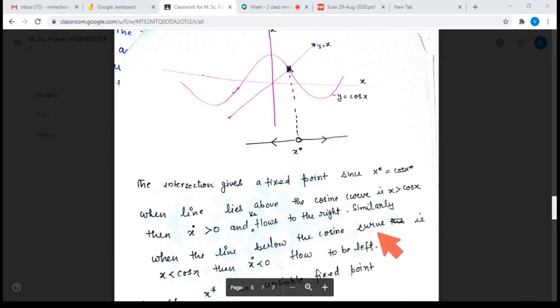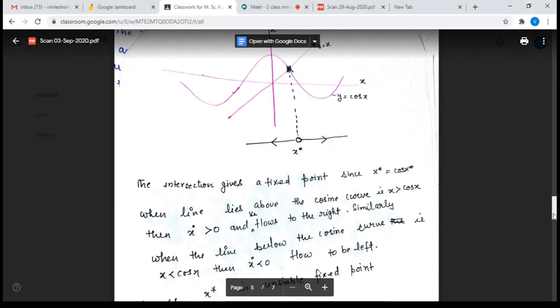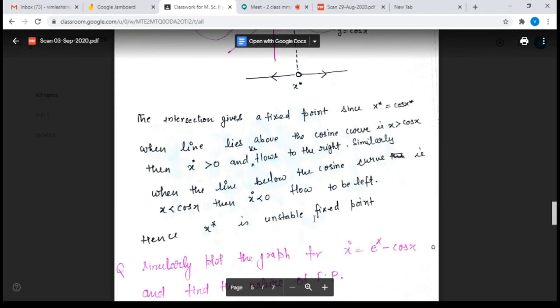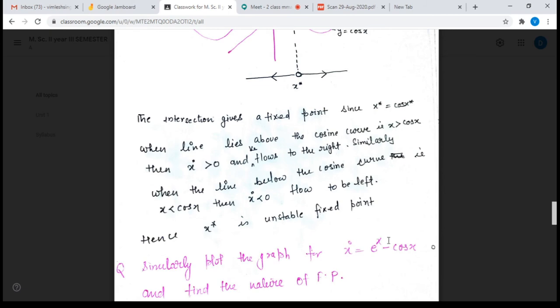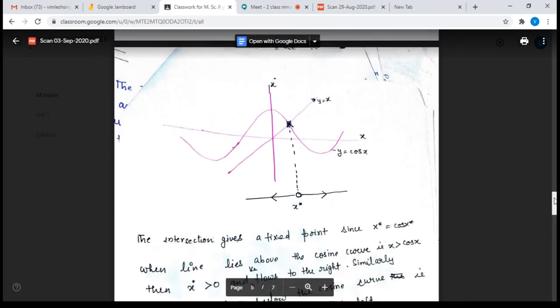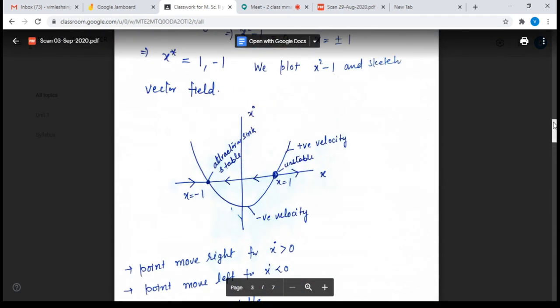When the line is below the cosine curve, that is x is less than cos x, then x dot is negative and the flow is to the left. So when positive, the flow is to the right-hand side. When negative, the flow is to the left-hand side. Both arrows repel from the fixed point, which means the given fixed point, x asterisk, is an unstable fixed point. Similarly, we can plot the graph of x dot equals e to the power x minus cos x. Now some more examples are there.